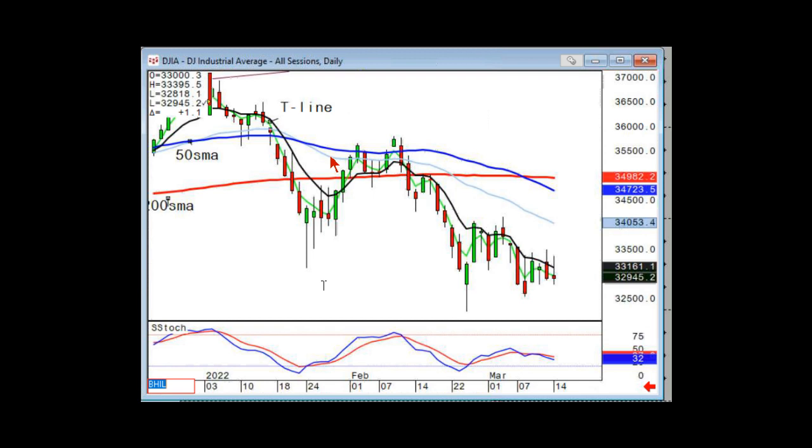A blow-off day is just that big reversal day, and it usually has big volume. So it could be a blow-off day to the bottom.